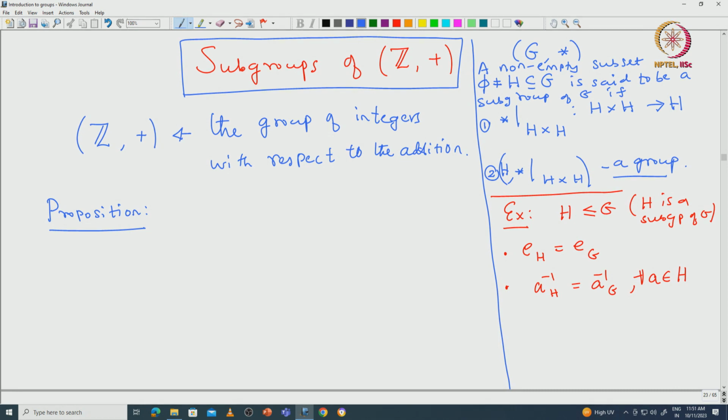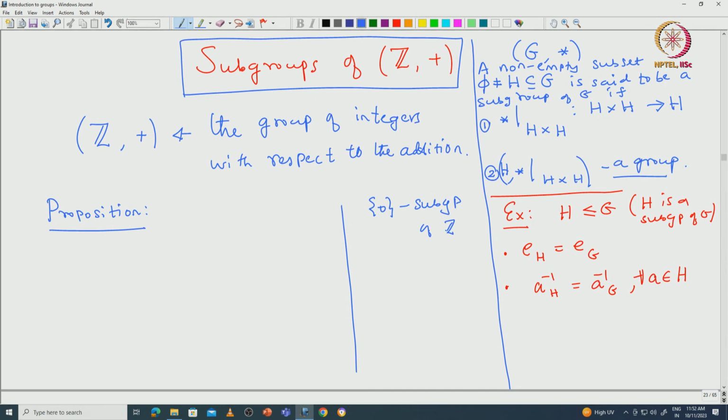Let us start with some examples of subgroups, then I will write down various characterizations. If I take just the singleton 0, that is already a subgroup, because 0 is closed under this addition. 0 plus 0 is 0, the inverse is there, and restricting the addition to 0 cross 0 to 0 is a map. So this is a subgroup. You can just verify it.